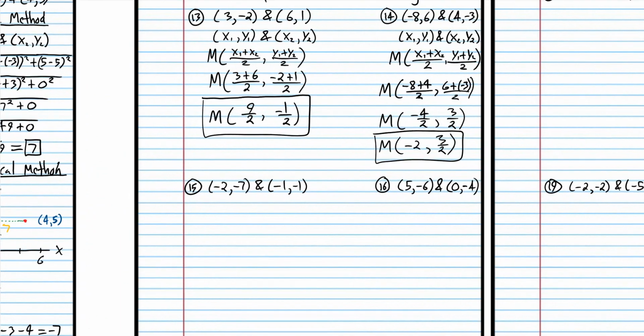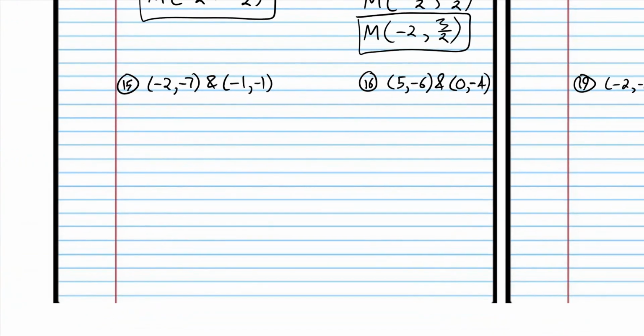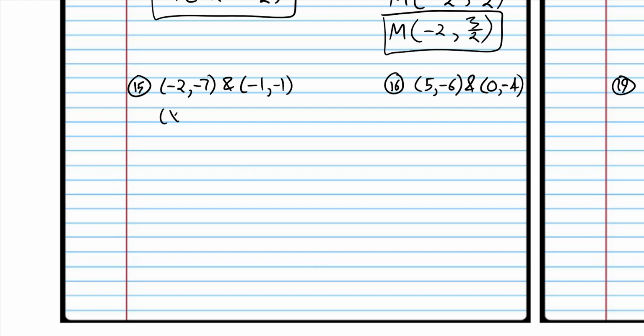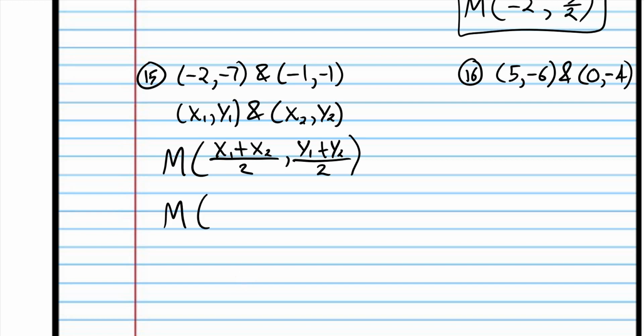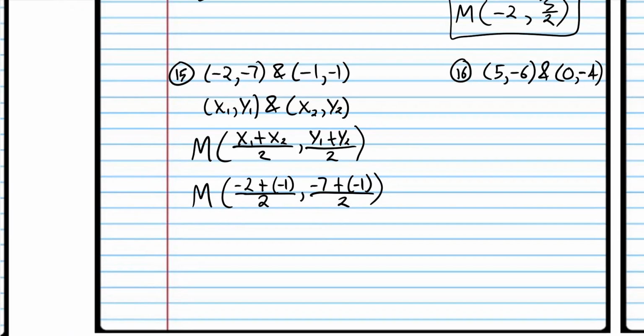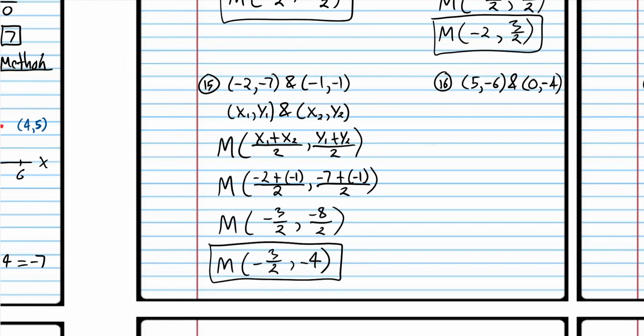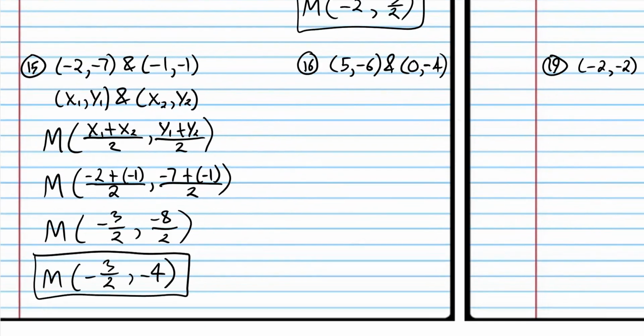So we'll just do a couple more of these problems, and then you can try a couple on your own, and we'll go on to the next thing. So first, label and write the midpoint formula, and just plug in numbers. -2 plus -1, and -7 plus -1 over 2. And all we have to do is just simplify. -2 plus -1 is -3. -7 plus -1 is -8. And we can just simplify 8 over 2. That becomes -4. And there you go. So finding the midpoint is actually pretty easy. On to the next problem.